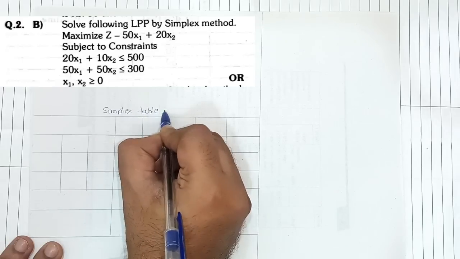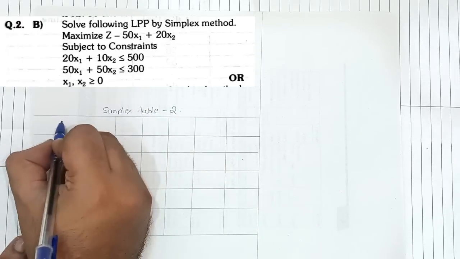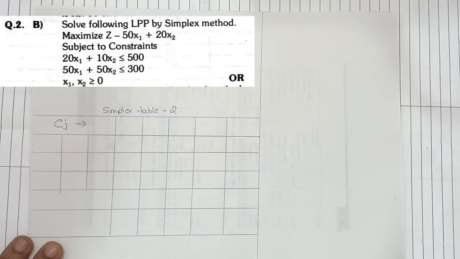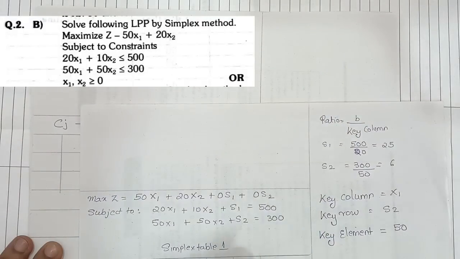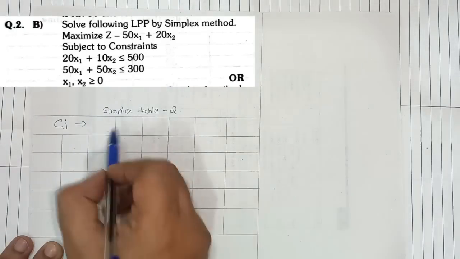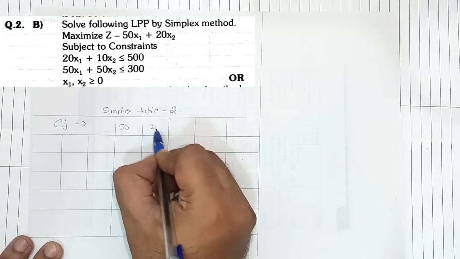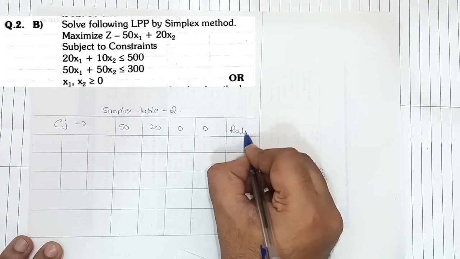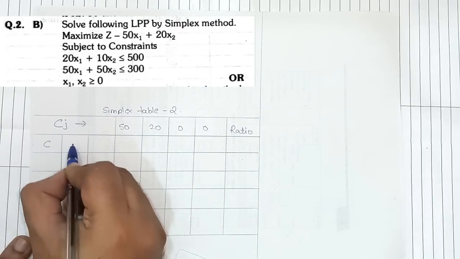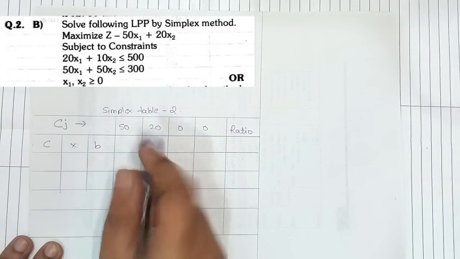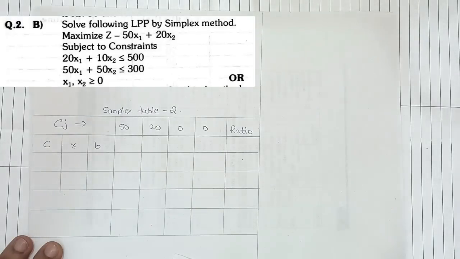Same order, Cj. Whatever values were there under Cj, similar values. So here the Cj values were 50, 20, 0, 0. So same thing comes here, 50, 20, 0, 0. These are your ratios. Here you have C, X and B. We'll just keep up to this point now, and now we'll have to make the new changes here.